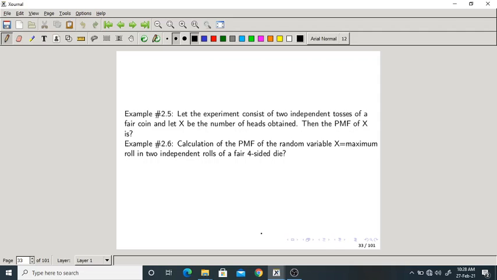In the last class, we have seen what is the probability mass function of a random variable. So we have solved one problem. Let us go to example 2.6.